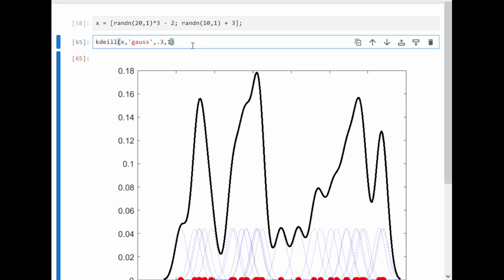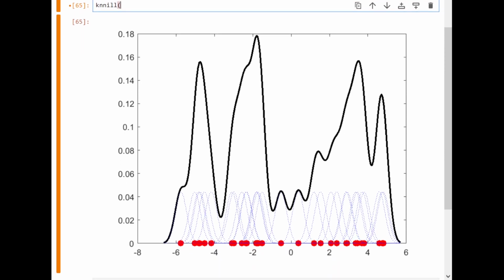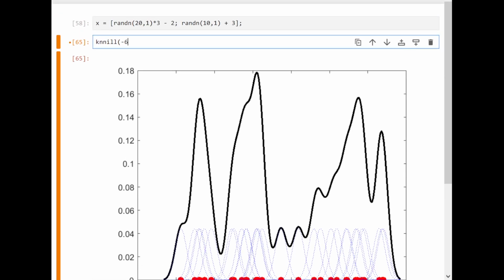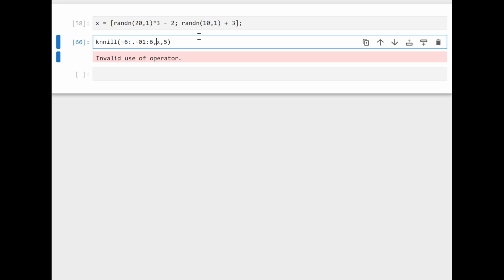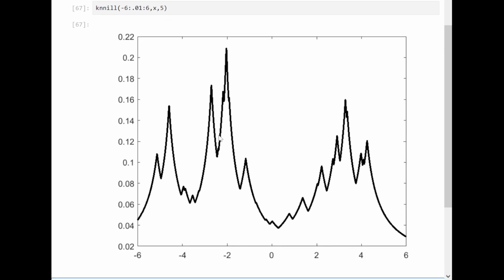So I also wrote a KNN illustration of taking, say, I want to evaluate this density between minus 6 and 6, and I take my data points and I take 5 nearest neighbors. Right, so this is a density estimate that still has the same characteristic 2 peaks, but it's a little bit weird and spiky.